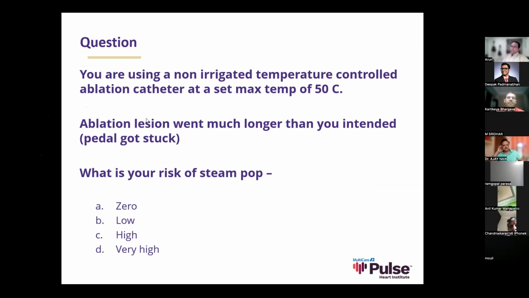So let me ask a question here. This concludes the presentation on the non-irrigated catheter. You're using a non-irrigated catheter with temperature control set at a maximum temperature of 50. Ablation lesion went much longer than you intended. You can blame it on the pedal or the fellow, but you did not want to burn it for such a long time, and the ablation lesion went much longer. What is your risk of steam pop? Temperature control mode, max temperature was set at 50.